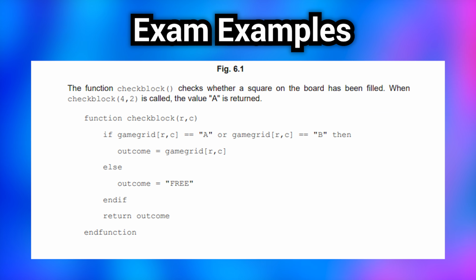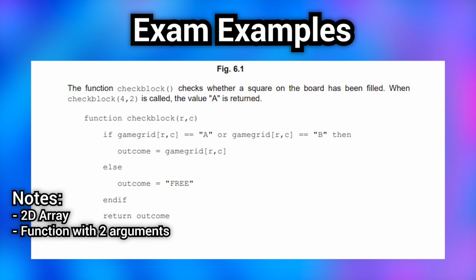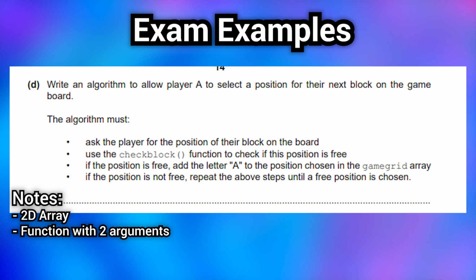So just reading this question, we see that we're working with a 2D array and a function that takes in 2 arguments. And these 2 arguments correspond to the position on the board. So 42 matches us up with A. The question reads as follows.